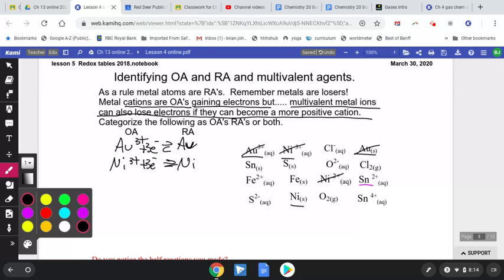Okay, let's go with, here's tin 4+. There's a very positive oxidizing agent. And you will notice that with tin 4+, there's a tin 2+ and a tin. So what are we going to do about that? Tin 4+ will gain 2 electrons and become tin 2+.